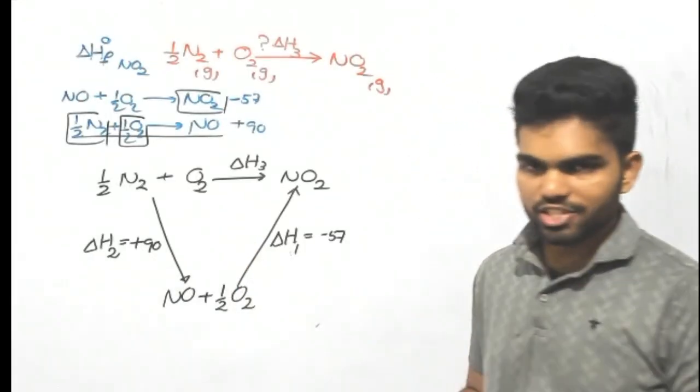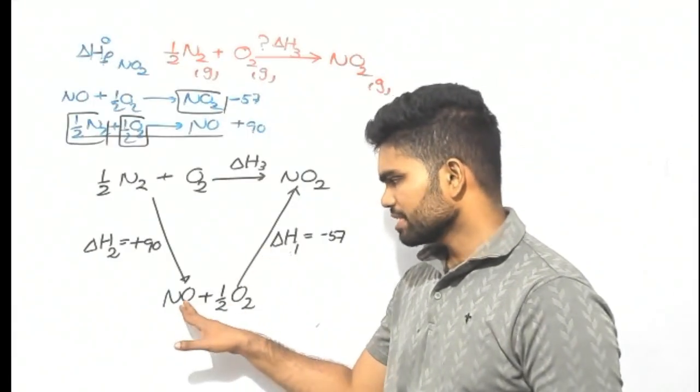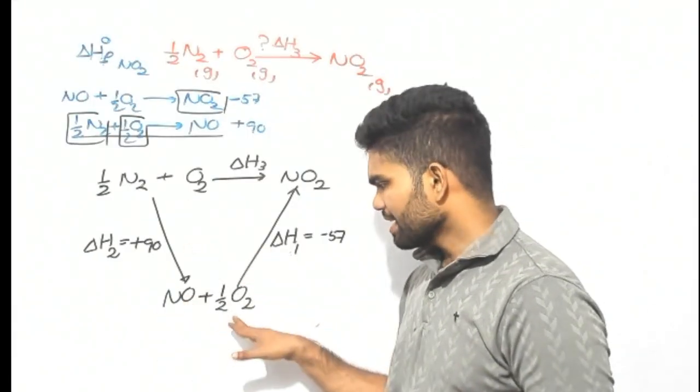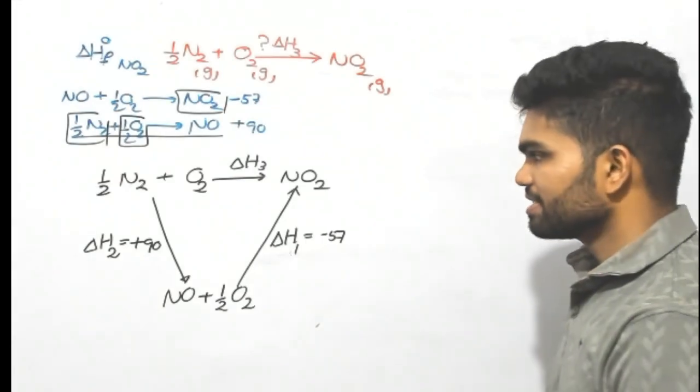Only half is consumed from this O2. Half is consumed to form NO, and the remaining half is still here. Either way, this is a balanced thermochemical cycle.